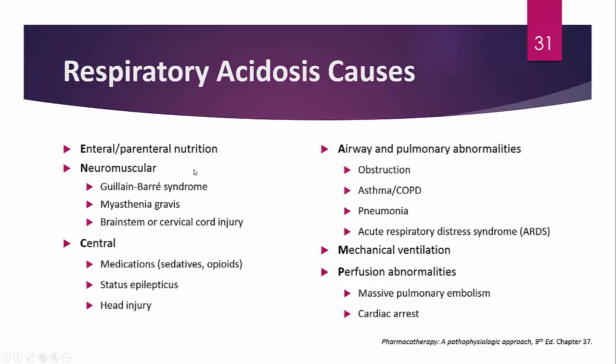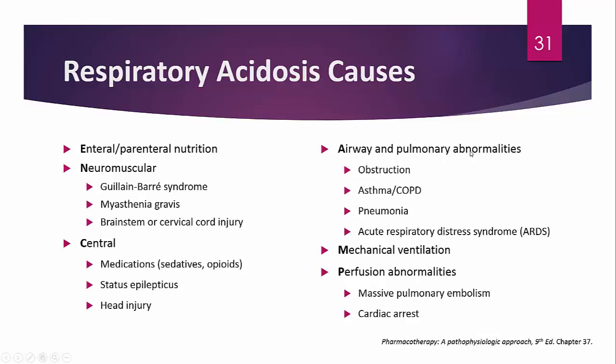Some neuromuscular junction disorders may cause a respiratory acidosis, such as Guillain-Barré syndrome, myasthenia gravis, as well as brainstem or cervical cord injuries. And all of these are really essentially related to a paralyzing of lung function, which may not cause the lungs to actually function the way they're supposed to breathe off that CO2, and that's why you get an acidosis. Some central causes of respiratory acidosis include medications, such as sedatives and opioids that cause respiratory depression. And whenever you cause respiratory depression, you're essentially retaining a lot of CO2 because you can't breathe it off. Also, patients in status epilepticus who may not be able to control their breathing adequately may develop respiratory acidosis, as well as those with head injuries.